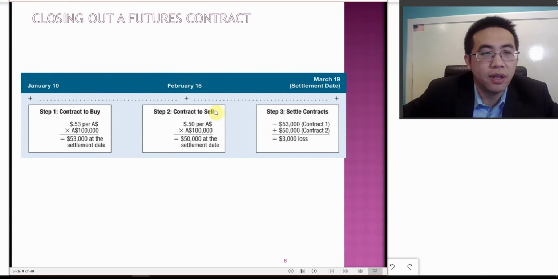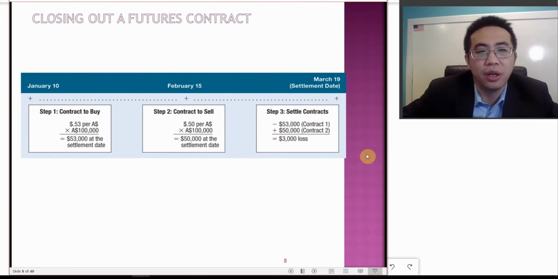And then on March the 15th, this person makes the contract to sell, but at the time it sells, the price is only 50 cents. It actually dropped. And again, this contract is the same contract which is due on March the 19th. So this person on March the 19th will settle two contracts. One is to buy at 53 cents and another is to sell at 50 cents. And jointly, this person will have $0.03 per Australian dollar multiplied by 100,000 Australian dollars, then that's going to be a $3,000 loss. So just take a look at this part.